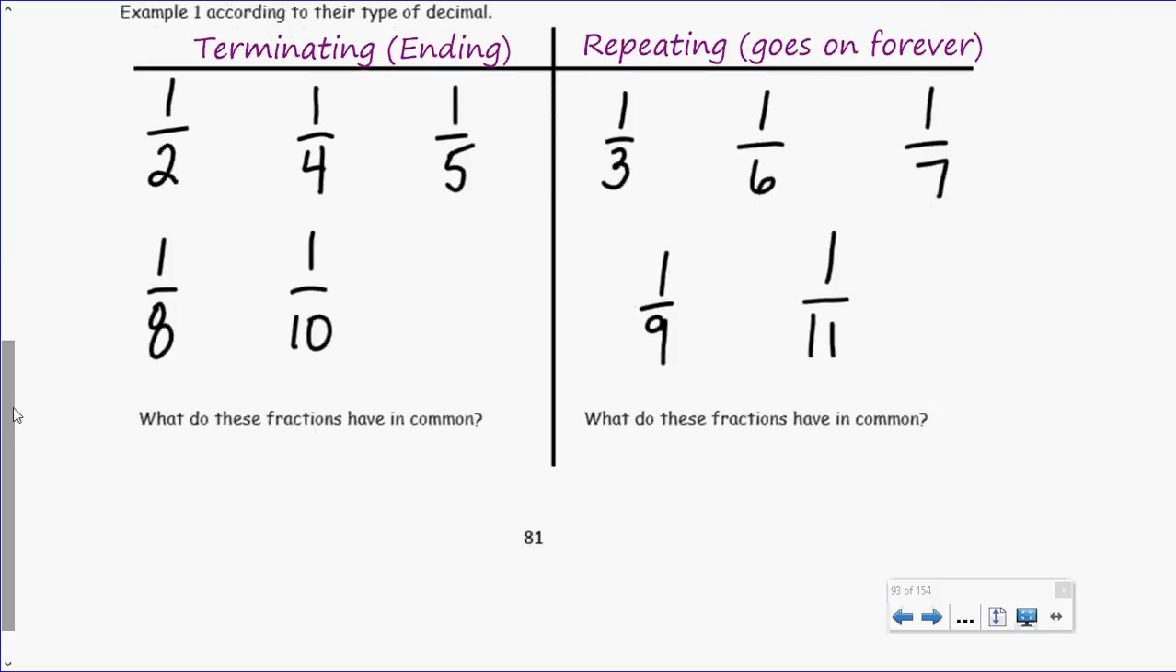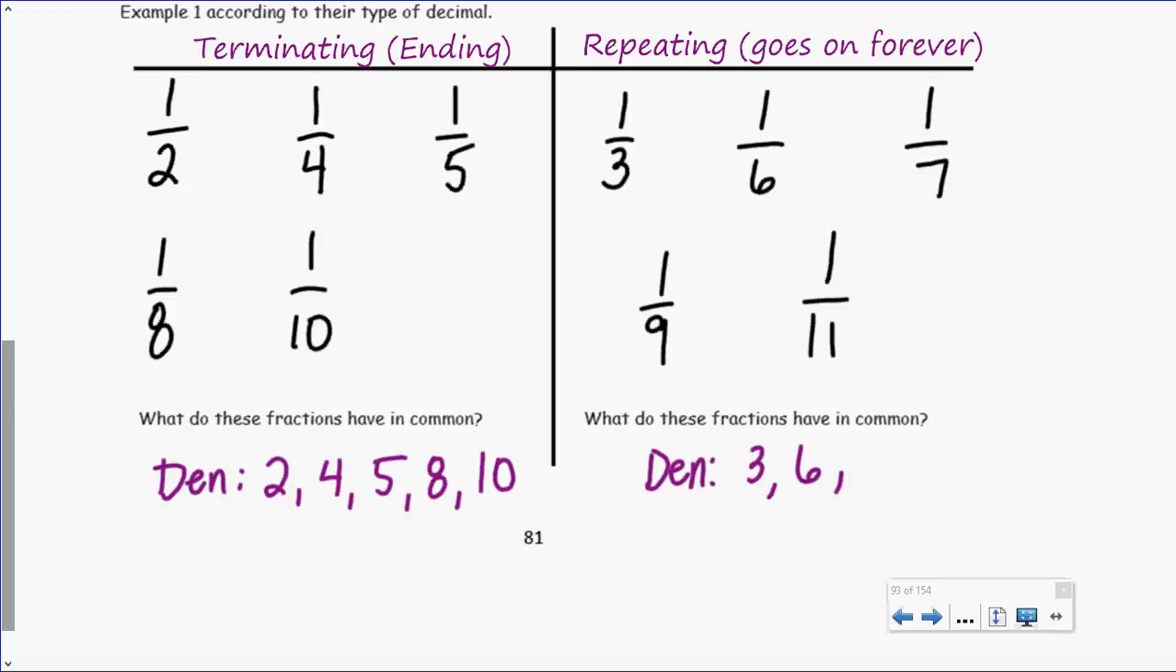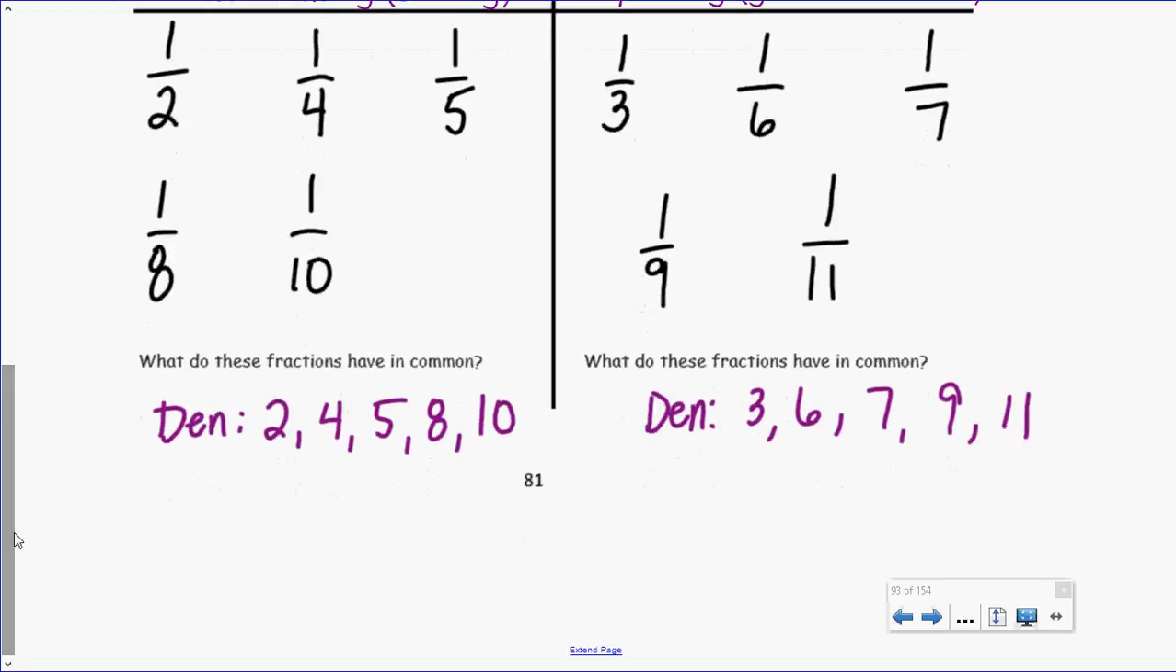Okay, we're going to look right now at the denominators. So go ahead and take a look at the denominators. In this one, the denominators are 2, 4, 5, 8, and 10. And on this side, the denominators are 3, 6, 7, 9, 11. There actually is a pattern between the denominators here. The reason why the ones on the left side do end nicely is because they have common factors in their denominators. So 2 is just multiplied by 2 and 1. So 2 can't be factored anymore, so it's just 2.